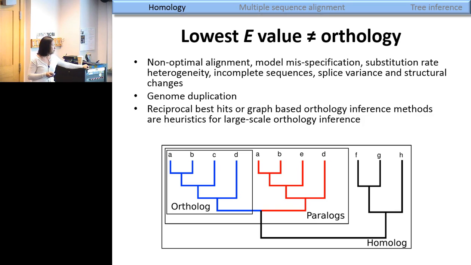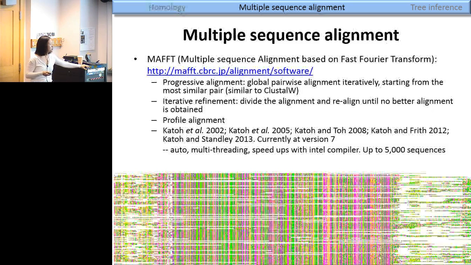So there are a lot of homology and orthology software or methods out there. Reciprocal best hit is the worst one. There are a lot of graph-based orthology inference methods like OrthoMCL. Those are commonly used, but they are heuristics for large-scale orthology inference, which is fine. But if you're interested in your favorite genes, you should use the slow and hard way, so that you can get a really good picture of the pattern that you're interested in.